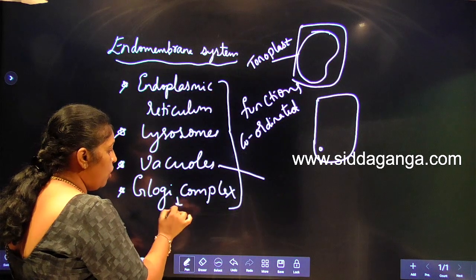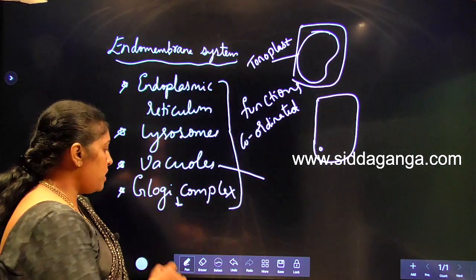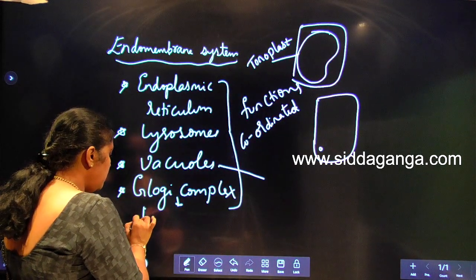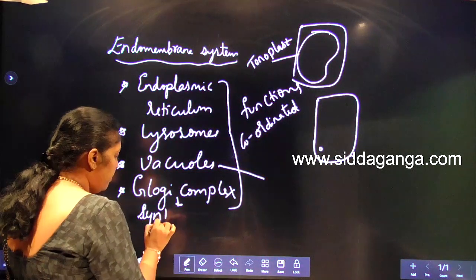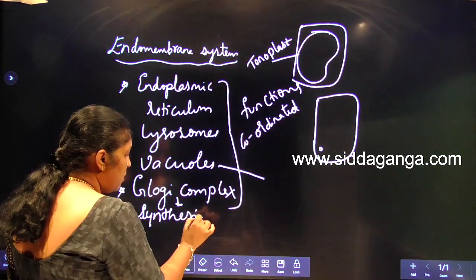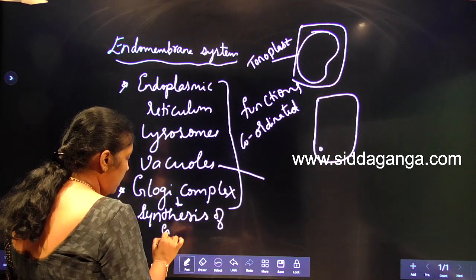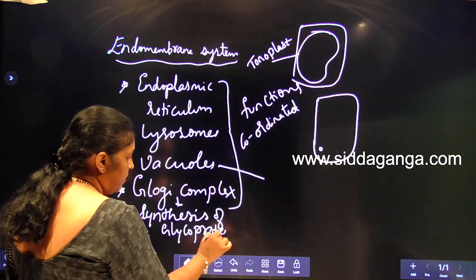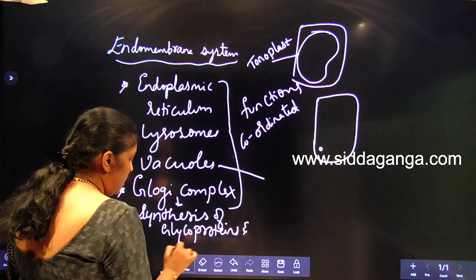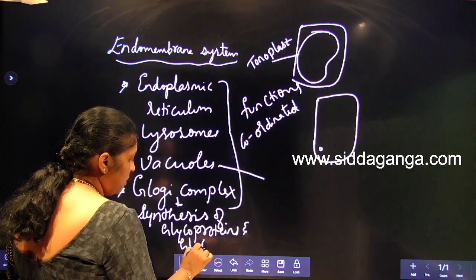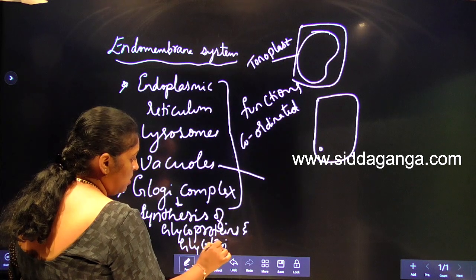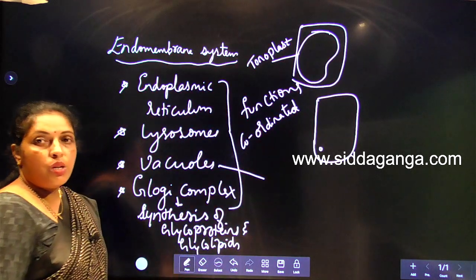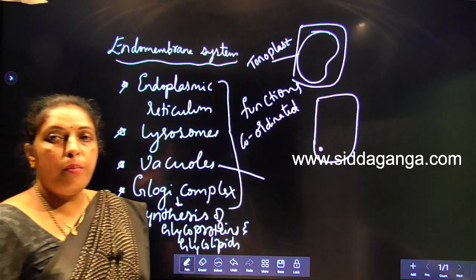Then coming to Golgi complex. Golgi complex mainly helps in synthesis of glycoproteins and glycolipids. Understood? So this is about endomembrane system.